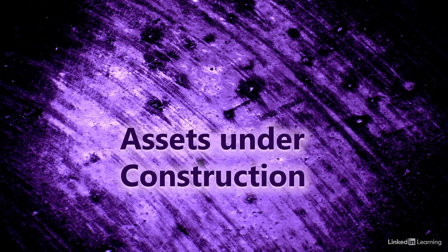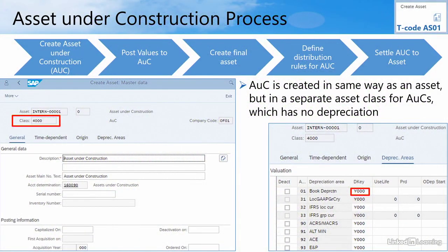This lesson will explain about the asset under construction process. An asset under construction is a temporary or dummy asset which can be used to gather costs prior to transferring or settling those costs to the final asset. When the final asset is ready, the final invoices are received and the asset is brought into use.